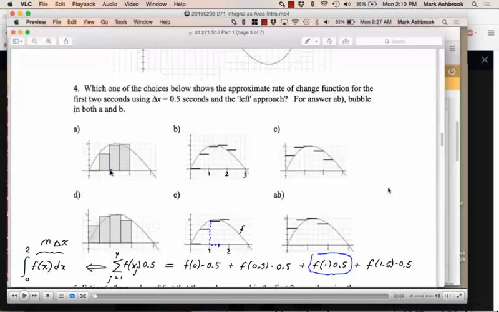So here's that 0.5 that I just showed you, and here's that f of 1. And so when you multiply those together, you could, if you wanted to, view that as the area of a rectangle.